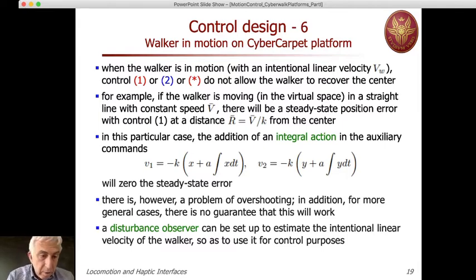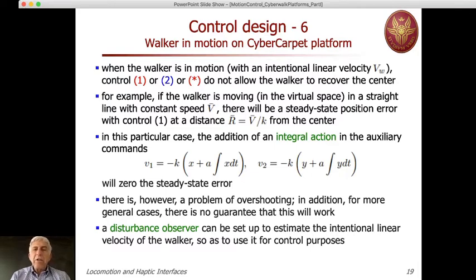In fact, this is just to prove that the control system that we set up, when expressed in linear terms, is a type 0 control system. So when there is a constant disturbance, and the constant intentional speed of the user is a constant disturbance, then we will have a steady state error. So how do you recover from steady state error due to constant disturbances? Well, typically you add an integral action.